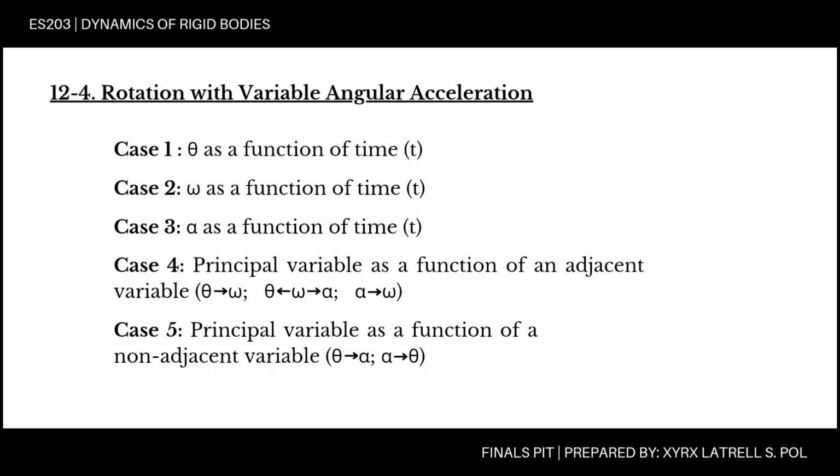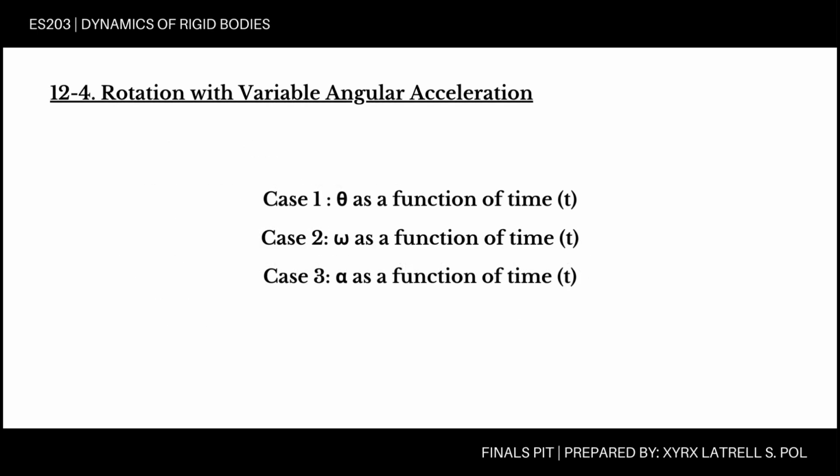Case 5, on the other hand, is when the principal variable is given as a function of its non-adjacent variable, meaning it can be theta as a function of alpha or alpha as a function of theta. We will only be focusing on the first three cases since these are the most common ones being asked.